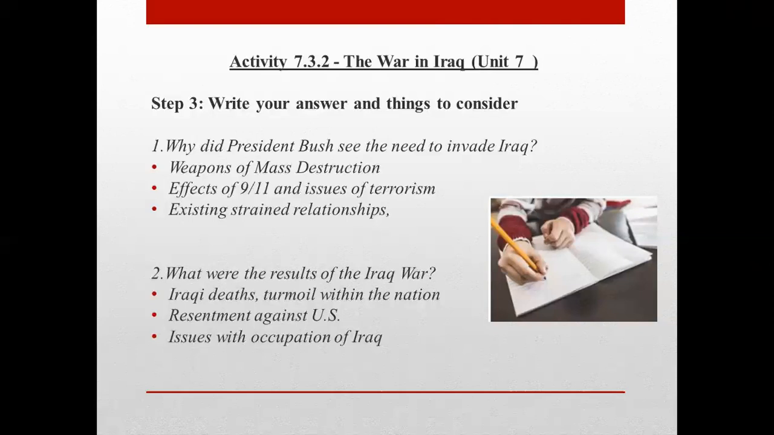For question number 2, what were the results of the Iraq War? Again, some things to consider while you're writing your answer: look at the Iraqi deaths, civilians especially, the turmoil within the nation that the war caused, and also that it kind of already existed anyway, but the war did not help. And then make sure that you look at resentment that actually grew because of US occupation, and then issues with the occupation of Iraq itself. What were some of the issues themselves?